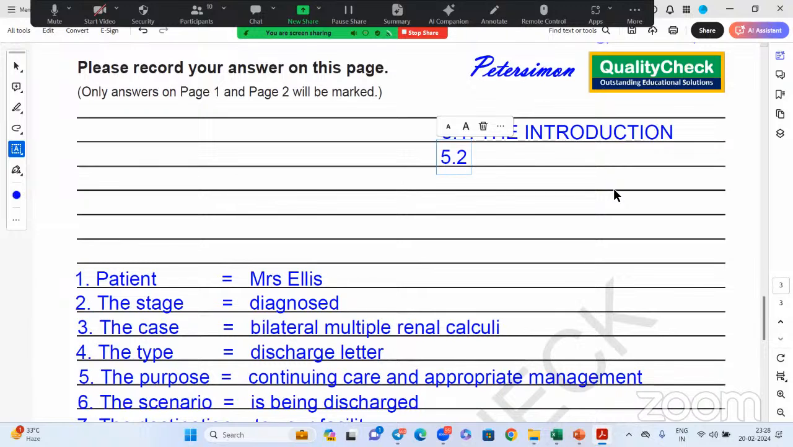Next, 5.2. For 5.2, you'll write upon admission. Then you'll write 5.3.